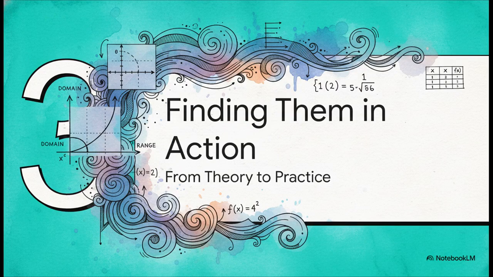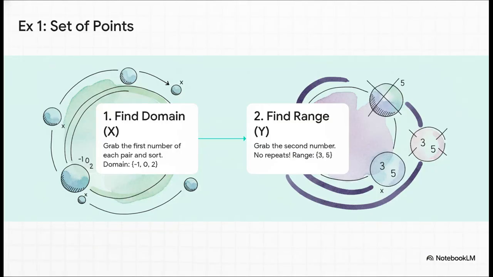All right, enough with the theory. Let's get our hands dirty and actually see how this works in practice. We're going to find the domain and range in a few different situations. So first up, we have a simple set of points. To find the domain, we just need to grab the first number from each pair. Those are our x values. So we've got 2, -1, and 0. It's good practice to write them in order, so our domain is -1, 0, 2. Easy enough, right? Now for the range. We grab the second number in each pair, 5, 3, and another 5. Now, here's the most important rule. Sets in math don't have repeats, so even though 5 shows up twice, we only write it once. That makes our range simply 3, 5.